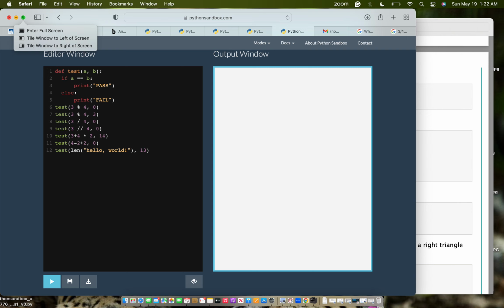And then for the seventh one, we are testing len, and when we're doing something with len, that means we're counting the length of the string that follows. And hello world has 13 characters, and so the length of hello world is equal to 13.